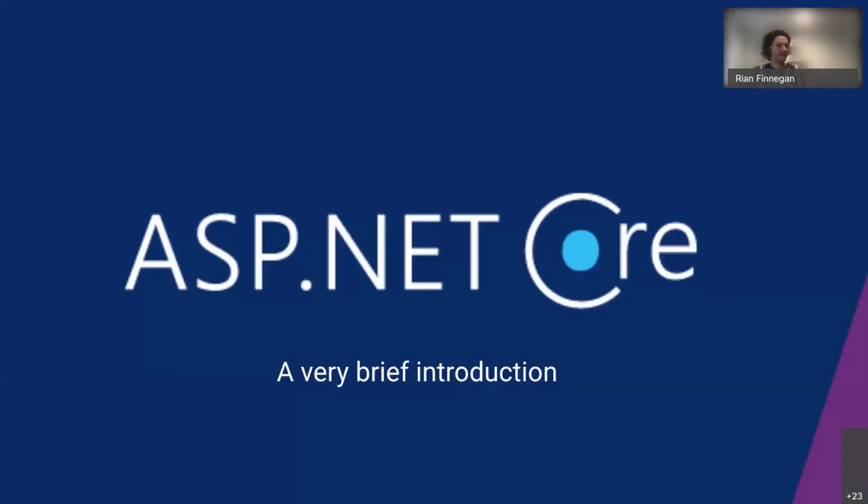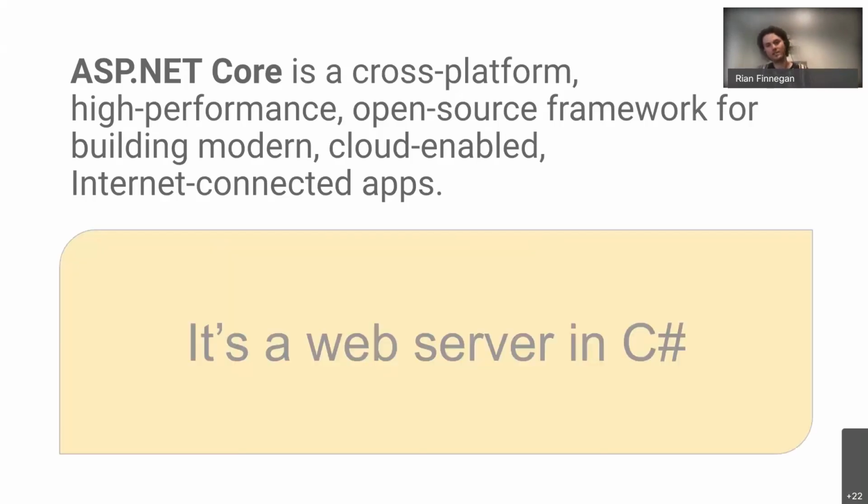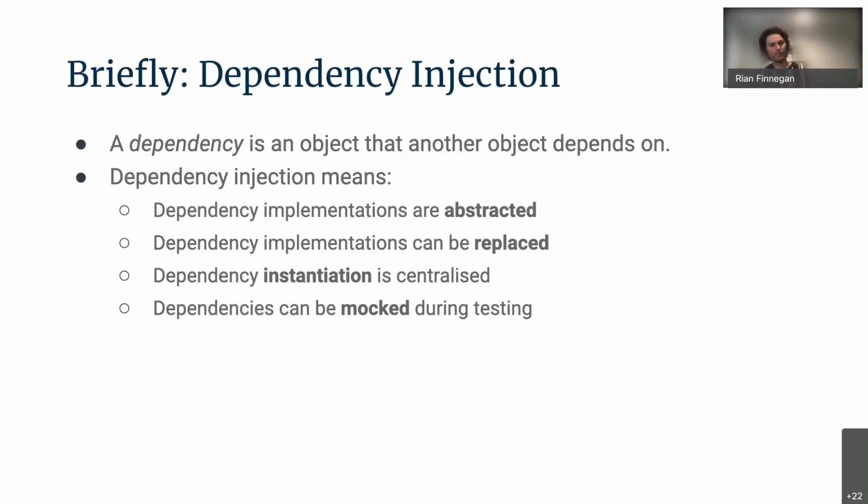Okay, so I'm going to give you a very brief introduction to ASP.NET Core, just so you understand what we're talking about. This is what it says on the website, if you go to the ASP.NET Core website. But all you really need to know is, look, it's a modern web server written in C#, and you get to write C#. That's it. One thing it does use very heavily is dependency injection.